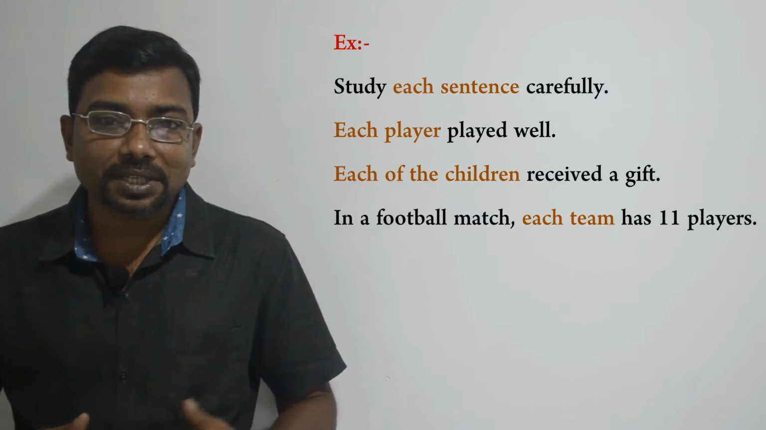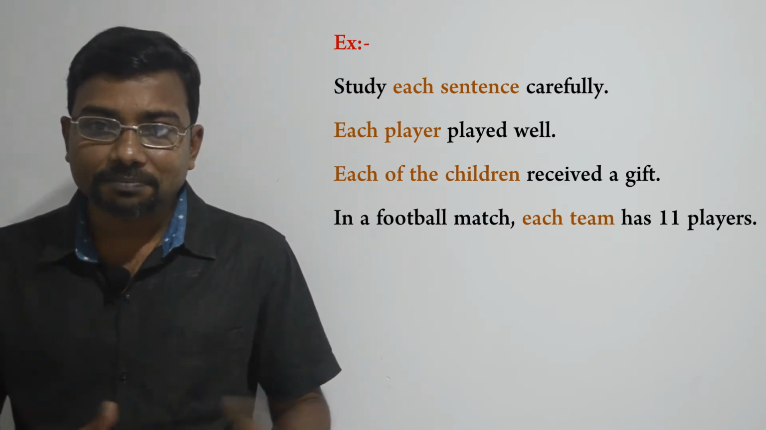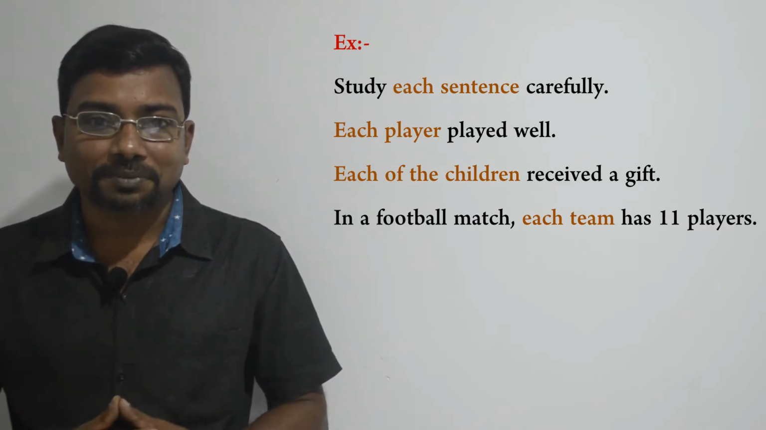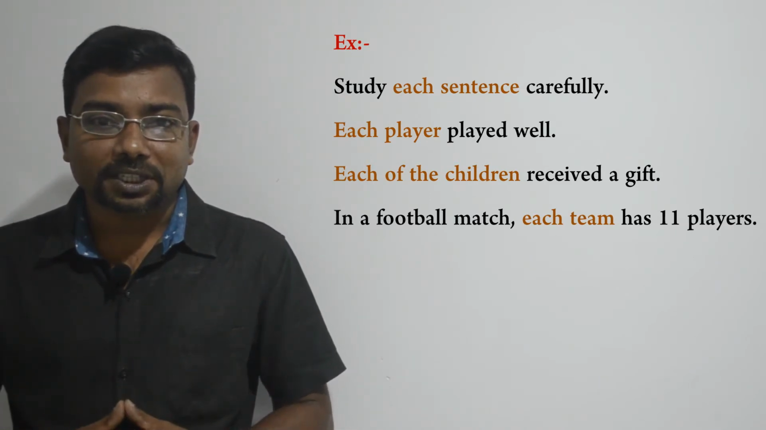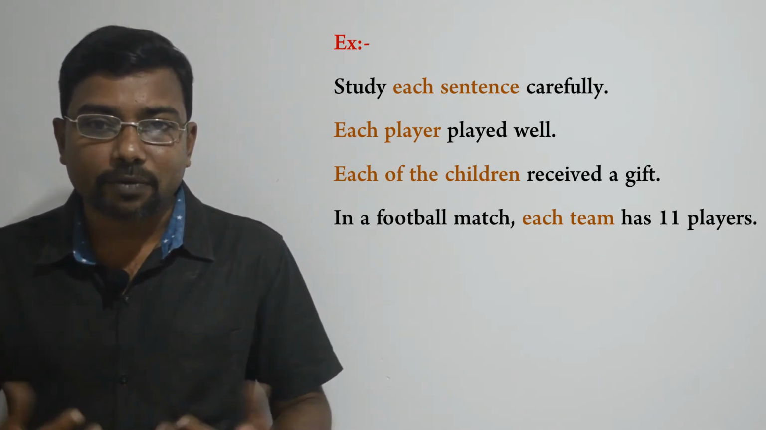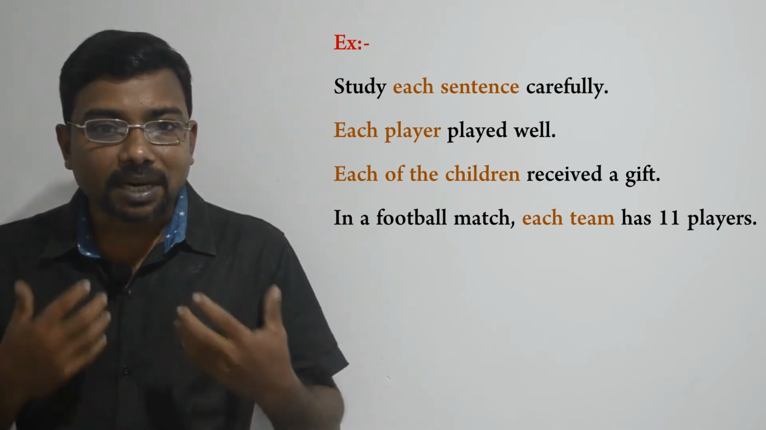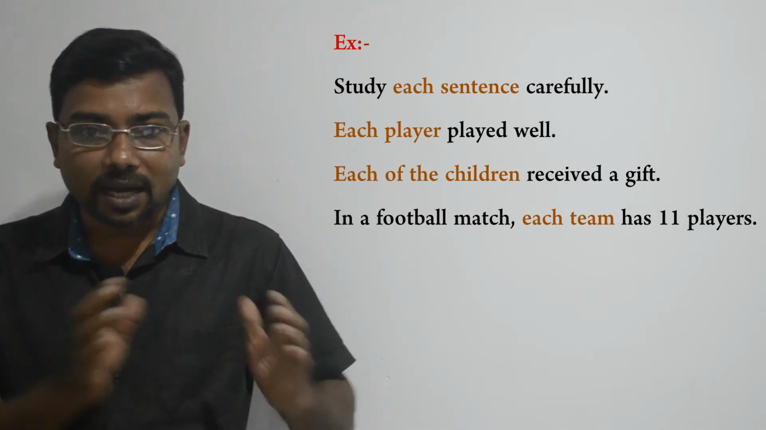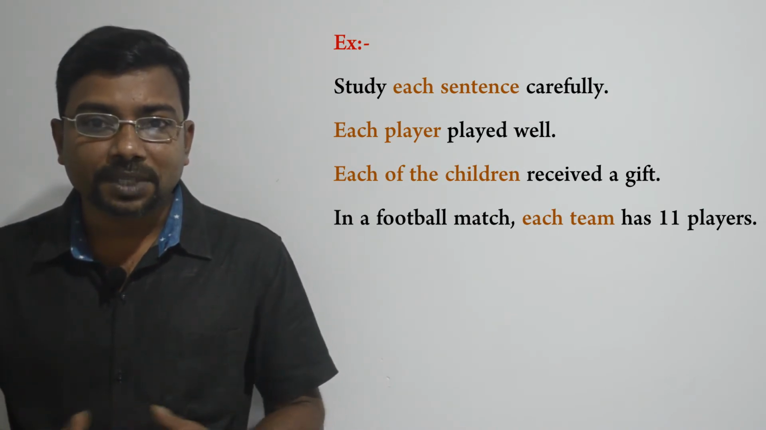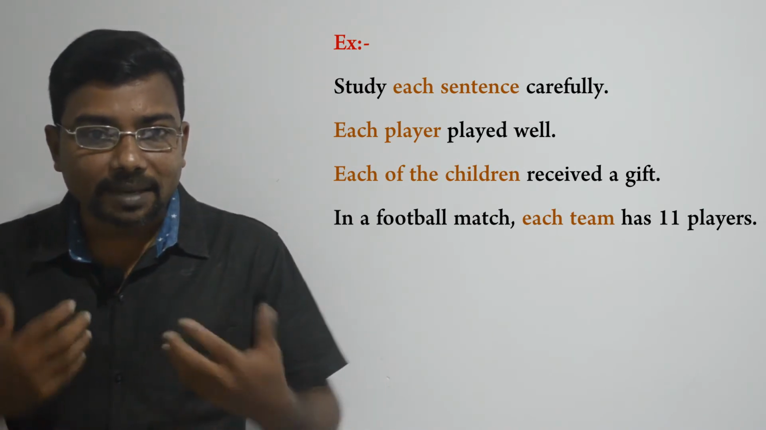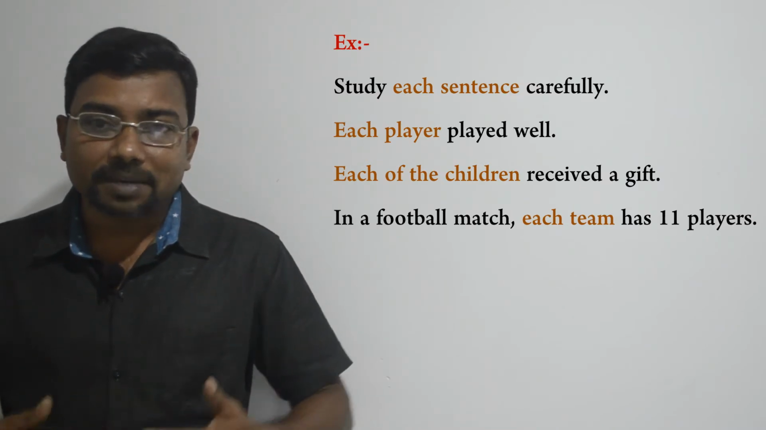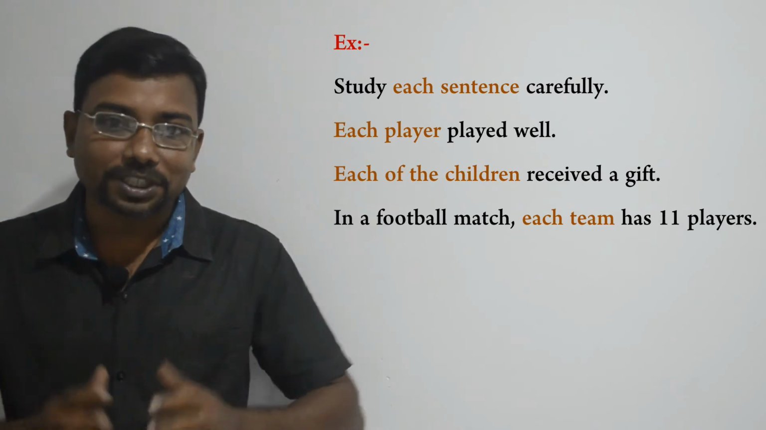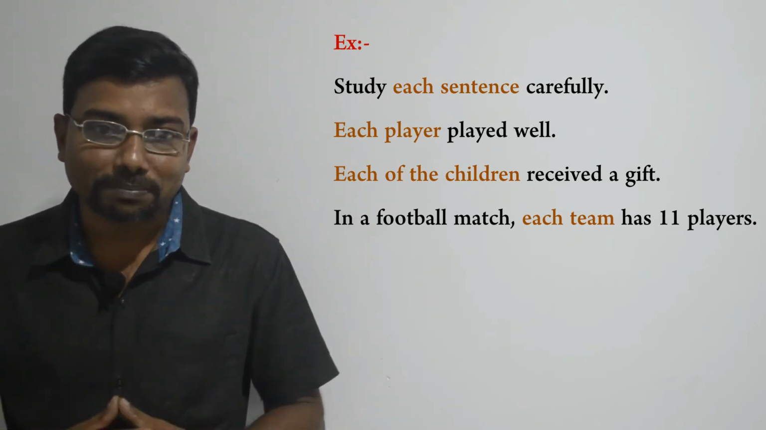That is to say, study one by one sentence carefully. But when we say study every sentence carefully, it means the whole unit. It doesn't indicate an individual object. Okay, let's go through the second example. Each player played well. In this example I'm talking about individual performance because I used the word each. It means one by one, each player played well, but when we say every player, it refers to the whole unit, not a specific individual player.